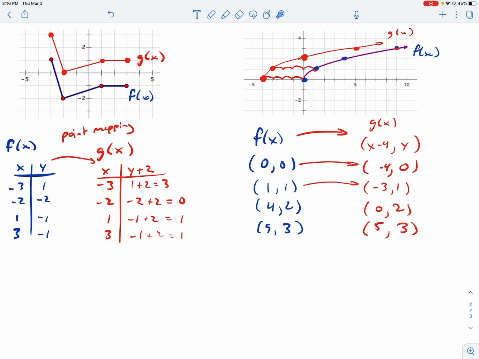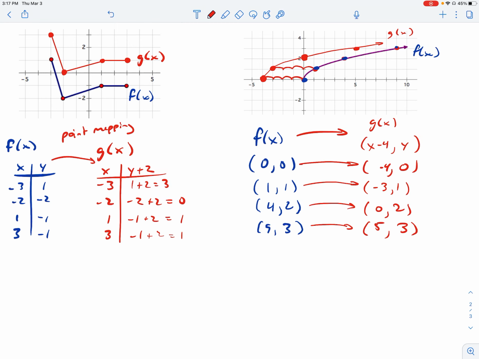So notice, this is kind of like an algorithm. It's a rule that we have to follow. So we take all these points and we plug them into this rule here. The x's go with x, the y's go with y. And by doing that, we're creating all the new points. So this is called point mapping.